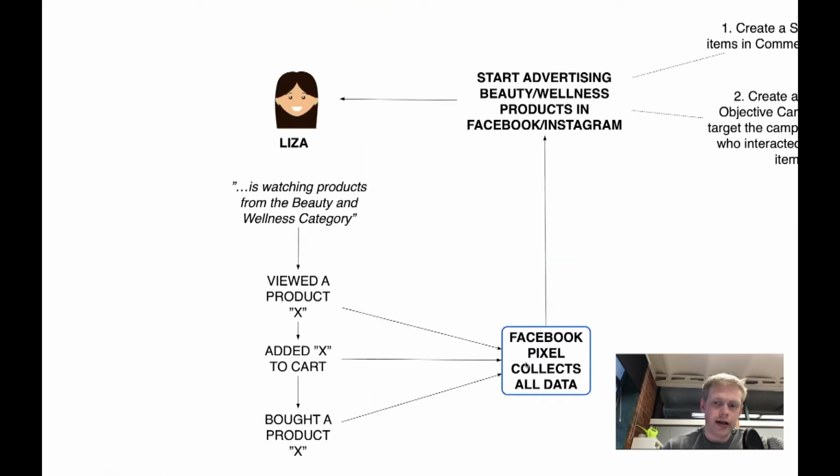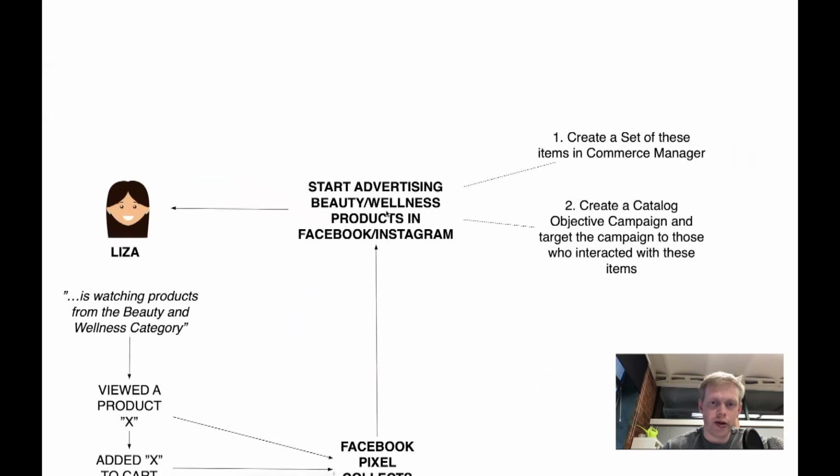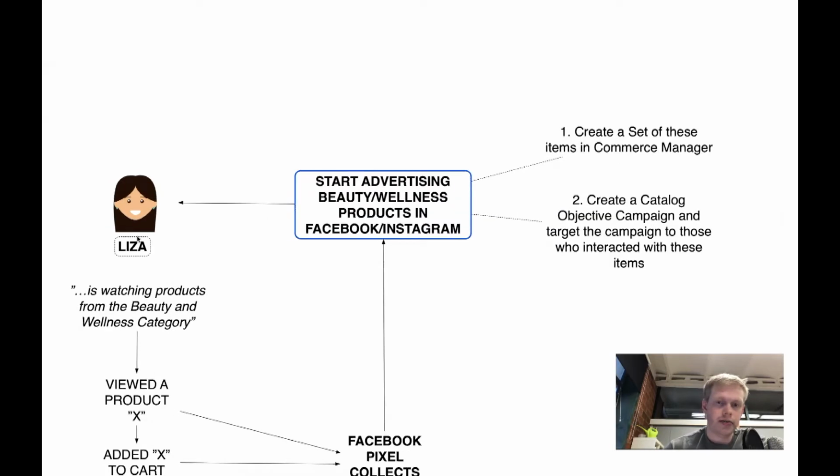And once we have data from any of these steps, we can use this data for remarketing purposes. So we can start advertising the same beauty and wellness products in the same category where Liza found a product she was looking at. So soon Liza will see beauty and wellness products in her Facebook and Instagram feed, right away, because we will show Facebook and Instagram shop ads to Liza.